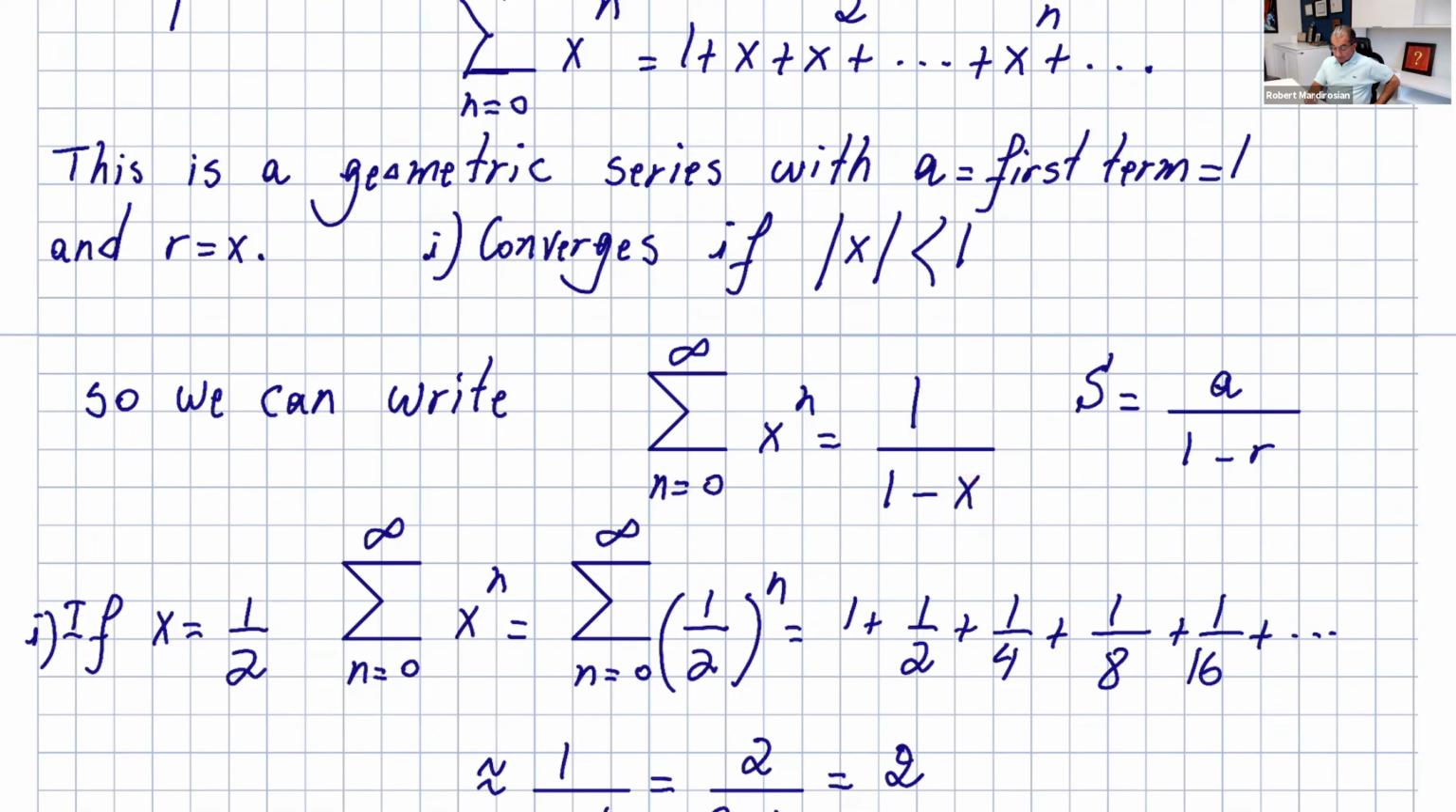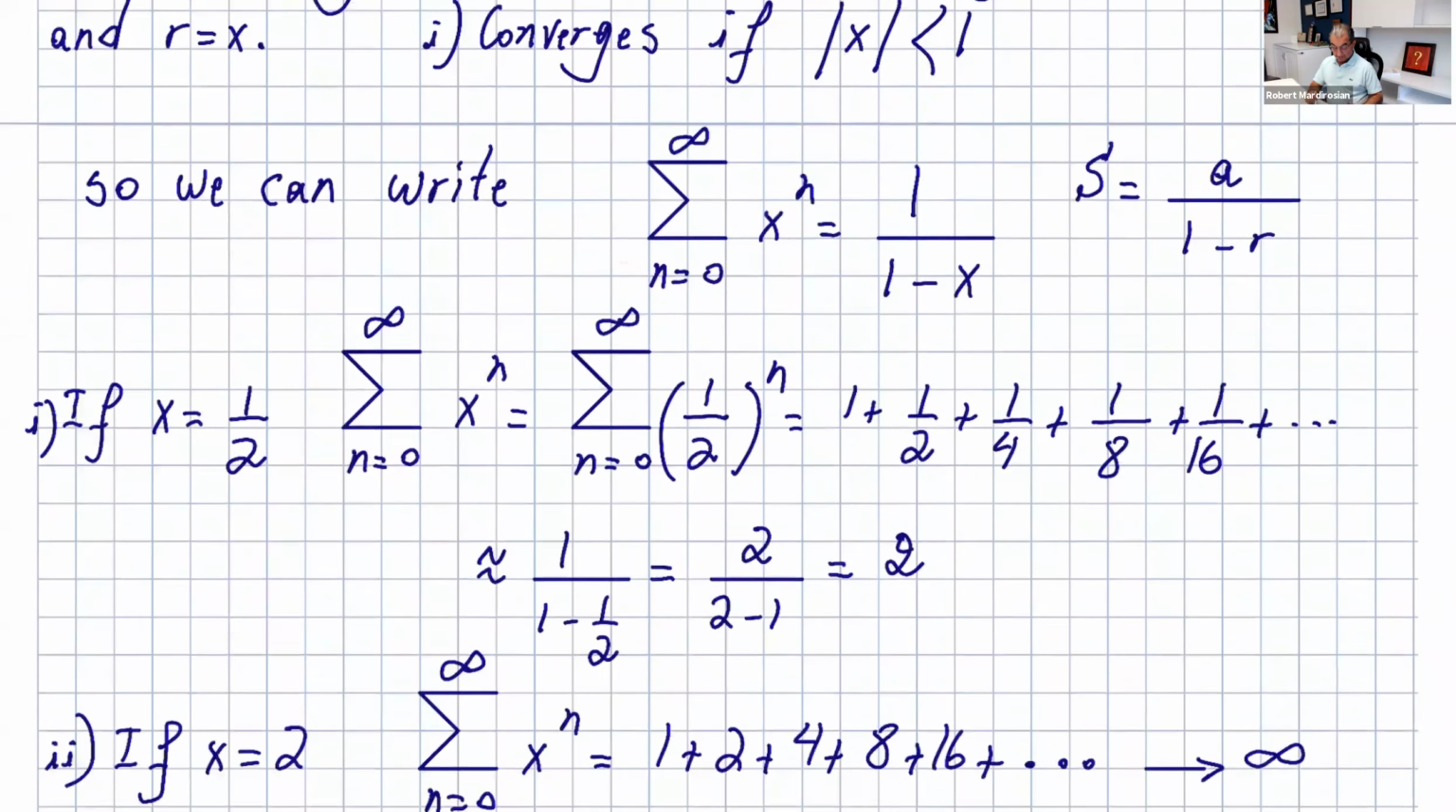That's the ratio. So the power series representation of 1 over 1 minus x is the sum of n starting from 0 to infinity of x to the power of n. This function can be written as that, and that's a polynomial. It converges when the absolute value of x is less than 1, which is the domain.